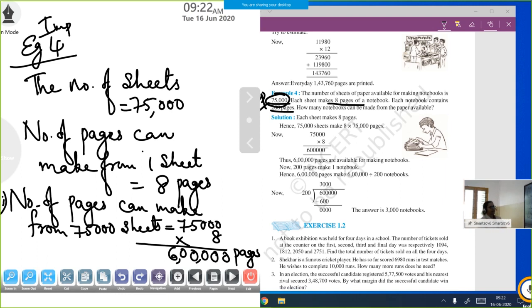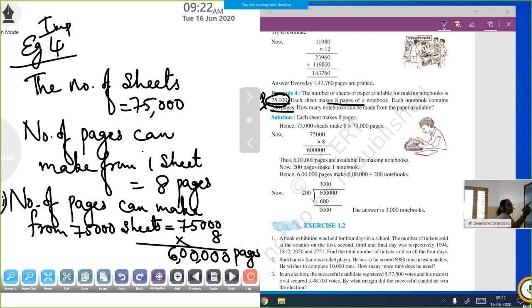Now we are coming to the second part of the question. In the first part you had to find the total number of pages we can make from 75,000 sheets. For one sheet they have given 8 pages. Then what about 75,000 sheets? So we multiplied and we got 6 lakh pages from 75,000 sheets.